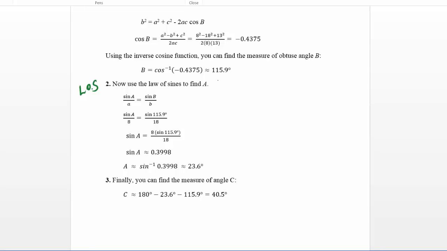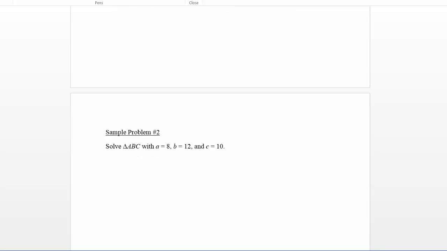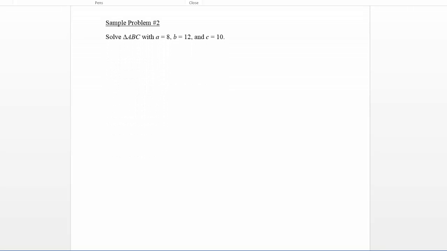So this is not much different from what you saw before in the previous example, other than the fact that you have to make a decision on which version of the law of cosines you want to use. It's not really dictated for you as much. So here we go, sample problem 2. Let's take a look at this.